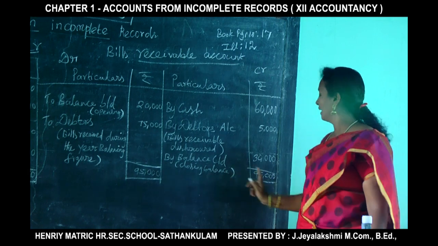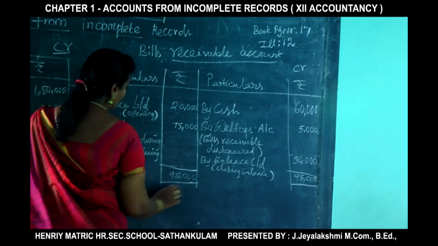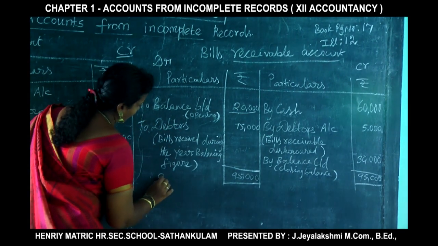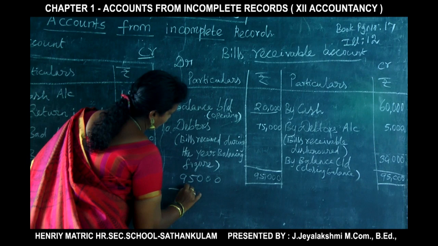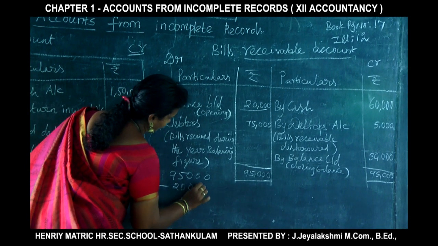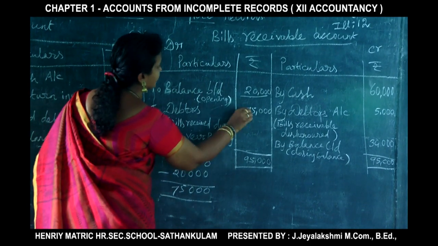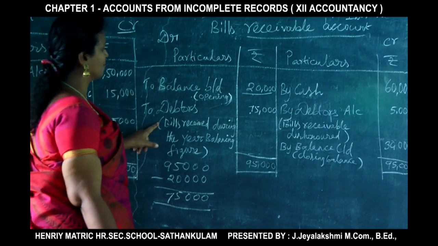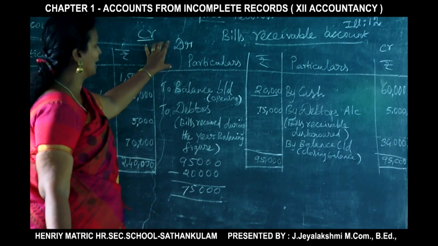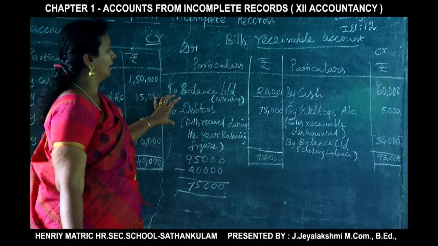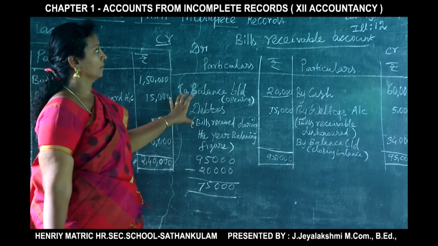Now the two sides total 95,000. Two sides 95,000. So we take 95,000 minus 20,000. How much do we get? 75,000. So this amount is written here. This is the balancing figure, bills received during the year. The motive is to calculate the debtors: how much we have received during the year.